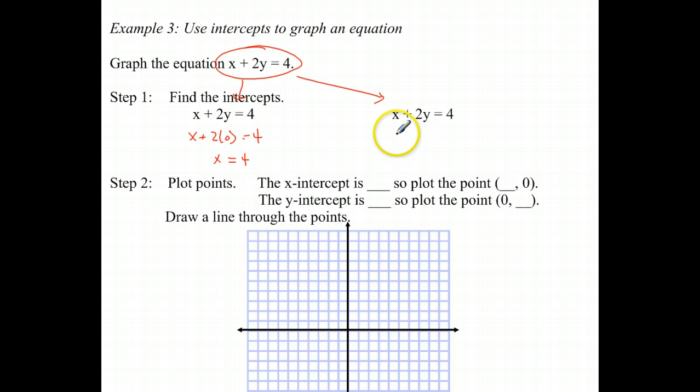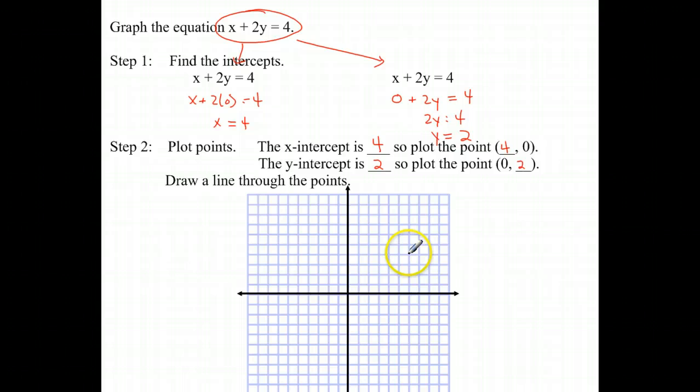Over here, I'm going to do the opposite. I'm going to plug in 0 for x. I'm left with 2y equals 4, or y is equal to 2. So if my x-intercept is 4, I need to plot the point (4, 0). If my y-intercept is 2, I need to plot the point (0, 2). So I'm going to come down to my graph. (4, 0), right here. (0, 2). I'm going to draw in my line.